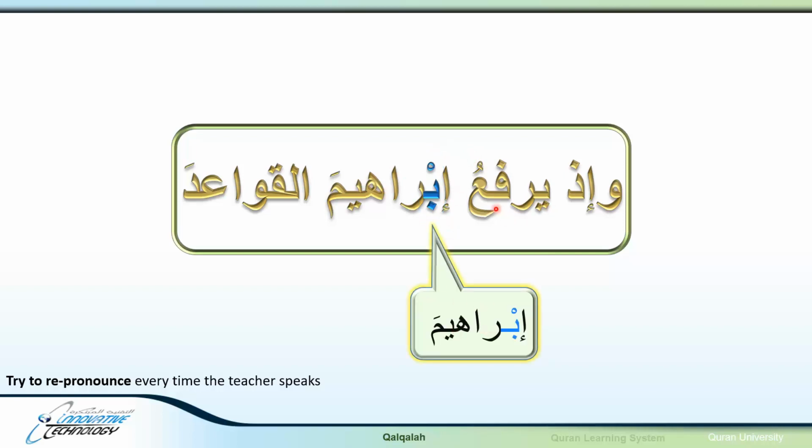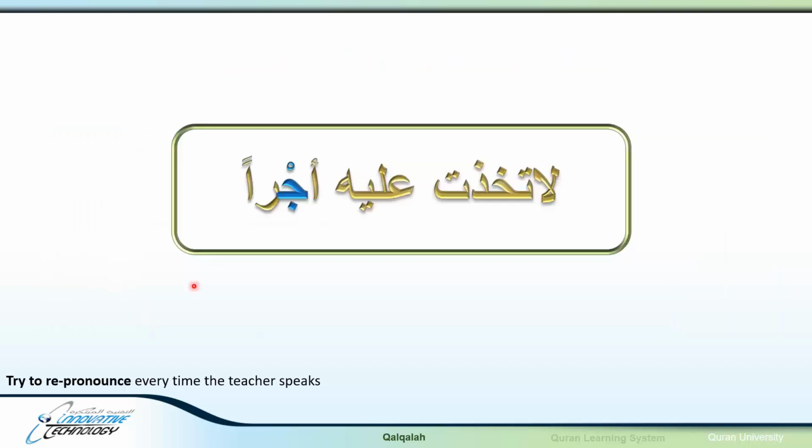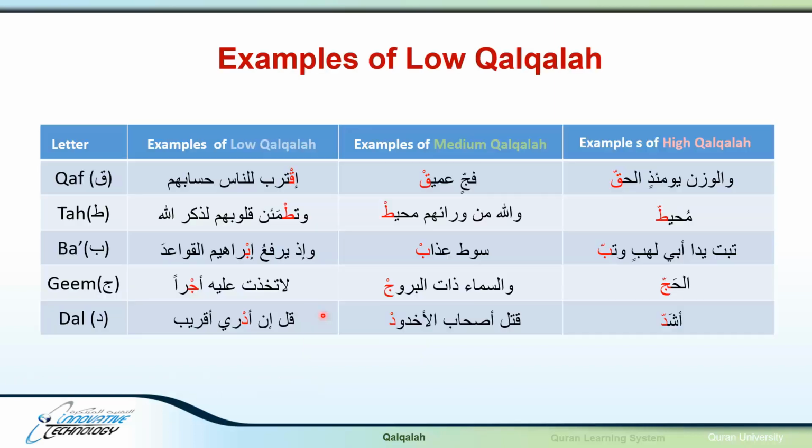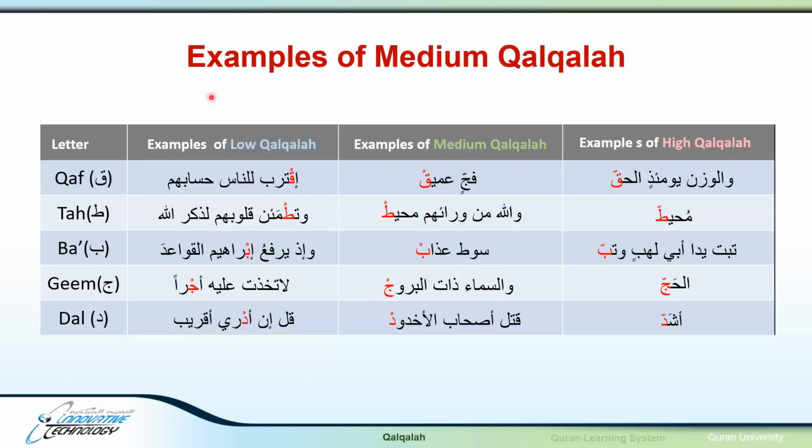إبراهيم. Next, the jim in the middle of a word. أجرى. لاتخذت عليه أجرى. The jim here with sukoon in the middle of the word. Next, أدري. Dal, low qalqalah. Dal in the middle of the word. أدري. قل إن أدري. So we finished the examples of the low qalqalah.